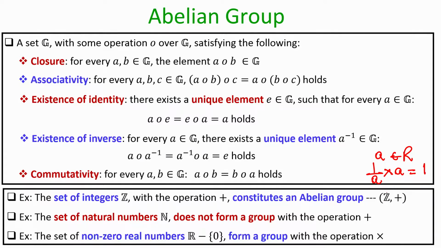And 1 over a is indeed well defined, because my a cannot be 0, because I am considering the set of elements which consist of all the real numbers except 0. So, a cannot be 0. So, the inverse element is also well defined, and of course, multiplication operation satisfies the commutativity property, and that proves that the set of non-zero real numbers constitutes a group with respect to the multiplication operation. So, that is the definition of group, right.